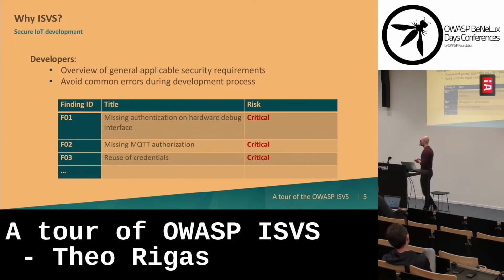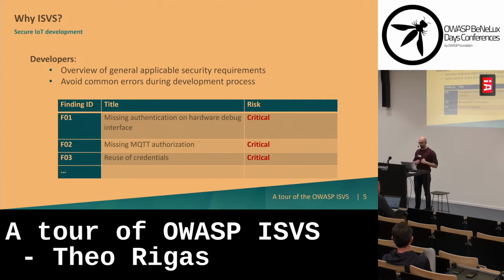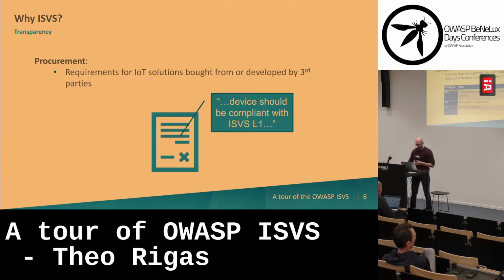So we thought it would be super nice to be able to give to developers a very clear set of security requirements that's applicable to any kind of IoT ecosystem or application, instead of giving them this kind of thing and letting them figure it out. And yeah, hopefully this would allow them to avoid common errors during the development process. And a last thing, and that's also the previous talk, hopefully if you were paying attention, you know what procurement is.